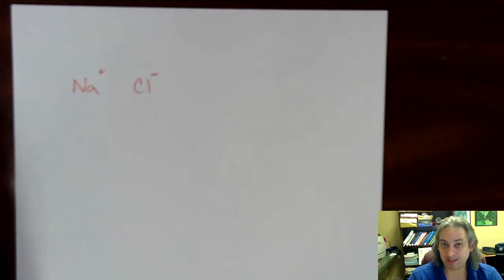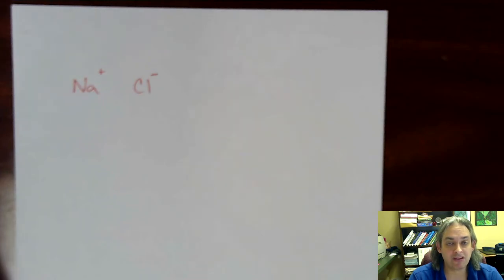Also, when ionic compounds become molten, meaning they're in a liquid state, they are what we call electrolytes. An electrolyte is something that can conduct electricity. And so in the molten state, when an ionic compound is in a liquid state, it can conduct electricity. It cannot conduct electricity when it's in a solid state.